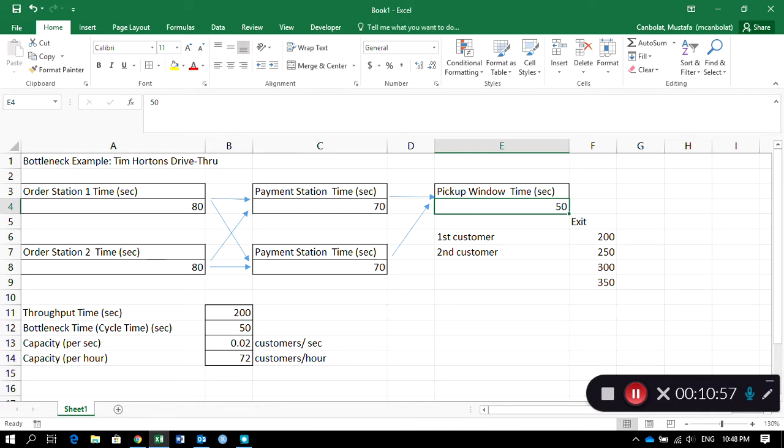So in here, if they want more than 72 customers, then the third option is to add one more pickup window, which is going to decrease the pickup bottleneck time to 25 seconds. Then this is 35 seconds and this is 40 seconds. Then the order station becomes the bottleneck again, but the capacity will increase a little bit more. I hope it makes sense, and thanks for watching.